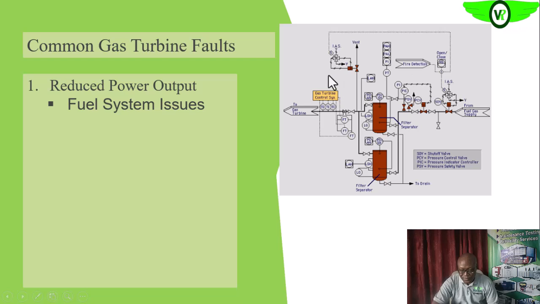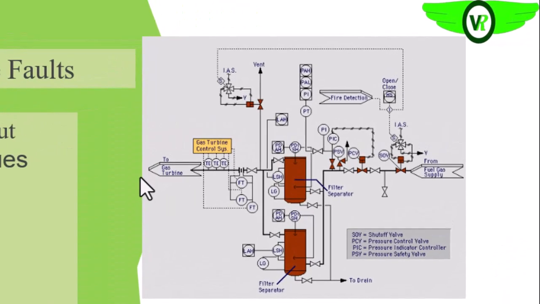So here you see a typical fuel system. From your fuel source to the gas turbine, we have components in the fuel system. These are control valves. All of these valves, and then these are filters and separator filters. We have two. Are you getting it? All of these filters, these valves, and all of these control elements put together constitute the fuel system.